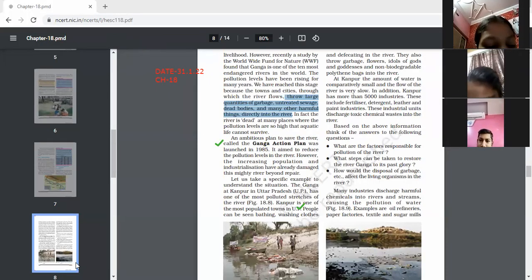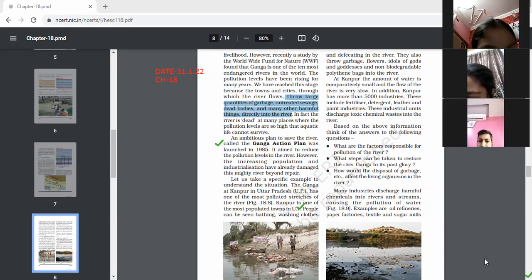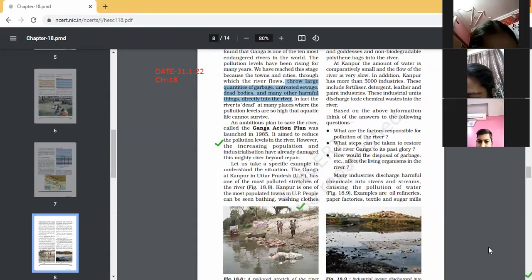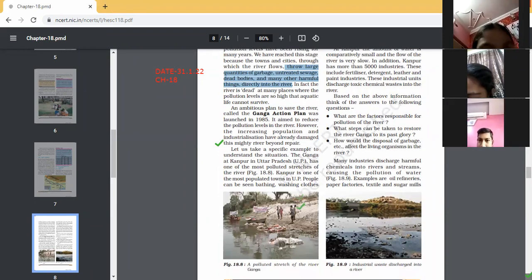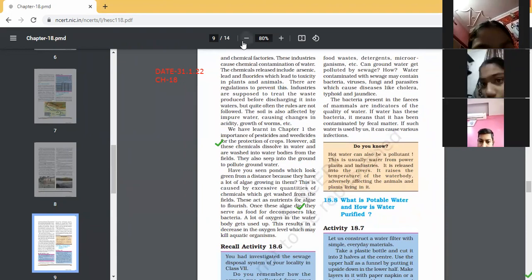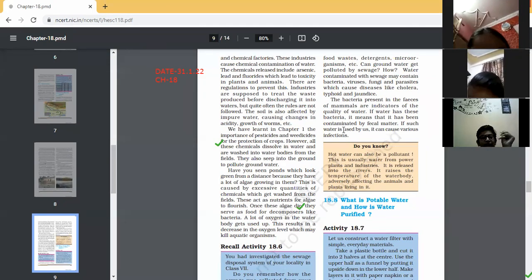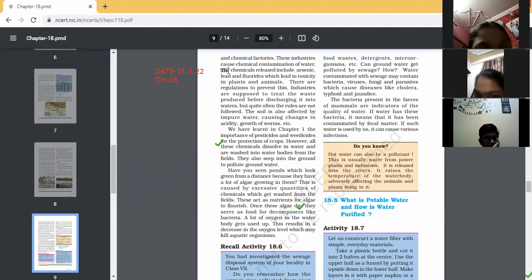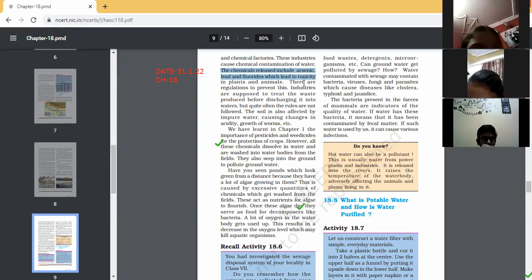Many industries put harmful chemicals into rivers and streams, causing pollution of water. Examples are oil refineries, paper factories, textile and sugar mills, and chemical factories. These industries cause chemical contamination of water. The chemicals released include arsenic, lead, and fluoride. Kindly underline which chemicals are released: arsenic, lead, and fluorides. This question may be there in the MCQ. Which chemicals are released into the water? That is arsenic, lead, and fluorides.